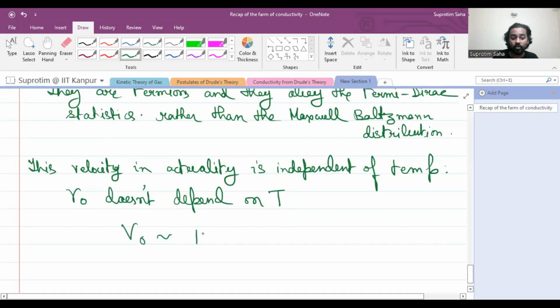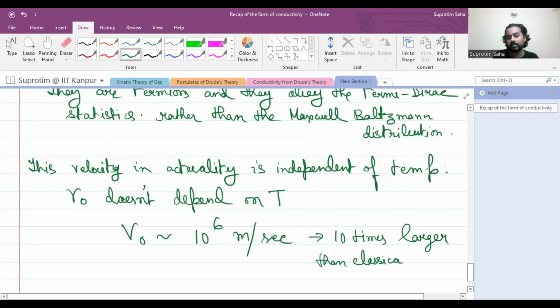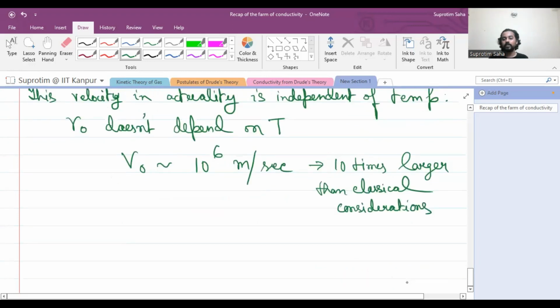naught is typically of the order of 10 raised to 6 meter per second, which is 10 times larger than classical considerations. All right. So now we know that electrons are quantum particles, and we will estimate this deep down in the course. We will see that V naught is typically of the order of 10 raised to 6, which is 10 times larger than what we estimated from classical considerations.